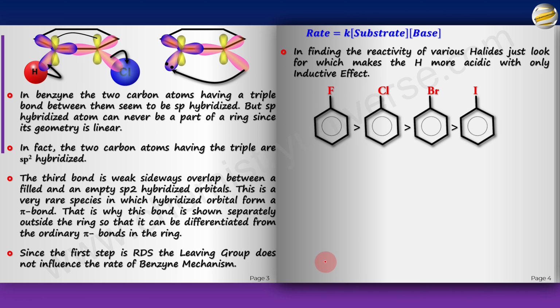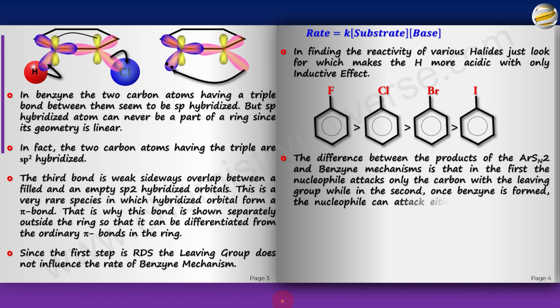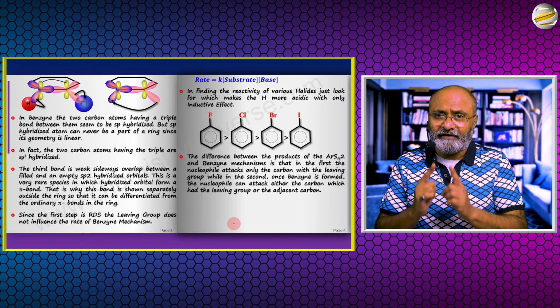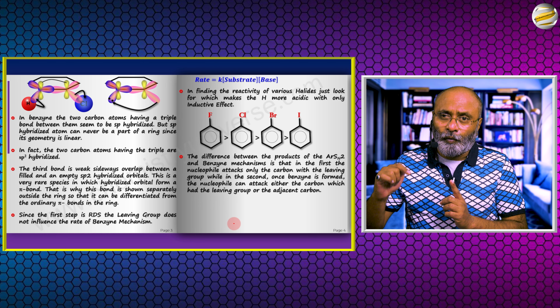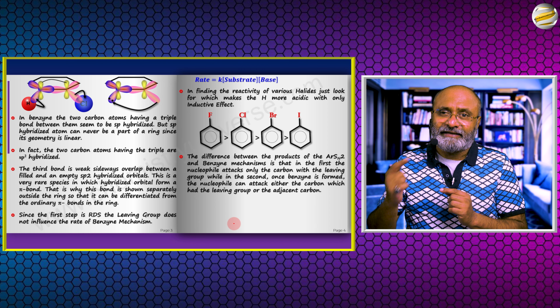Now, one of the differences that you'll find between the products of ArSN2 and benzyne is that in the first, the nucleophile attacks only the carbon with the leaving group, while in benzyne, once benzyne is formed, the nucleophile can attack either the carbon which had the leaving group or the adjacent carbon. Again, something to understand here. Benzyne mechanism. Remember, the two carbon atoms having this weird outside triple bond. Now, the nucleophile can attack either, let's say one of them is carbon 1, the other is 2. It can either attack 1 or it can attack 2.